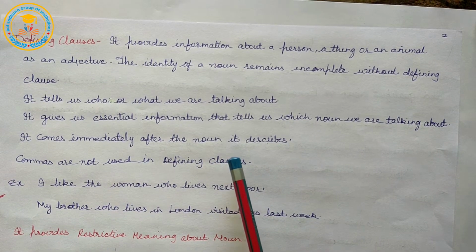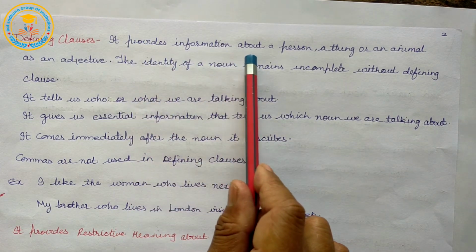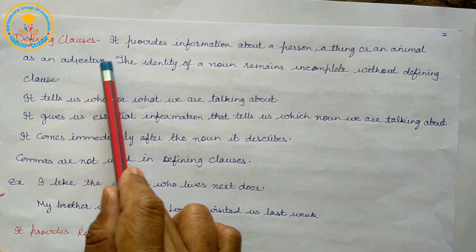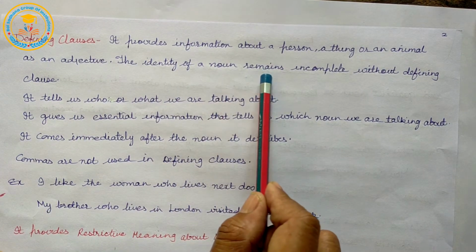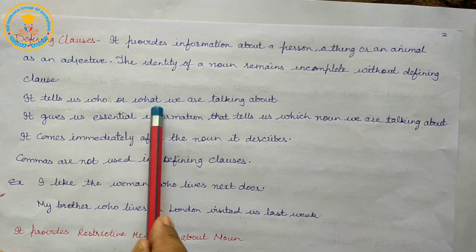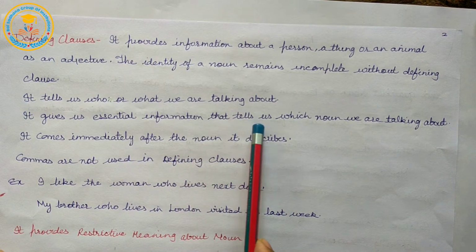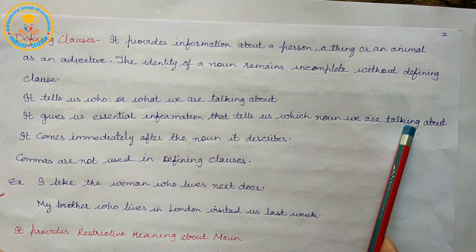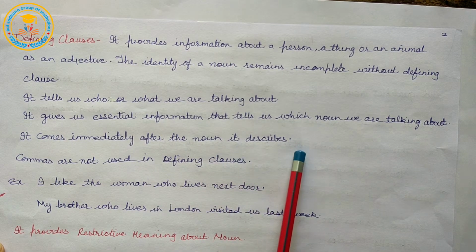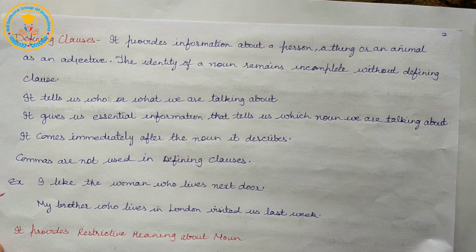So, some key points to remember about defining clauses are: first, it provides information about a person, a thing, or an animal as an adjective. The identity of a noun remains incomplete without a defining clause. It tells us who or what we are talking about. It gives us essential information. It comes immediately after the noun it describes. Commas are not used in defining clauses.